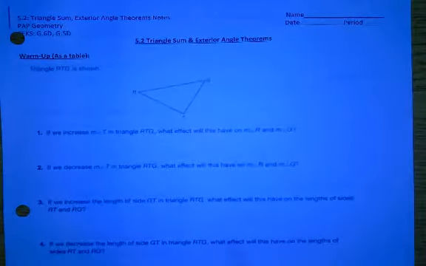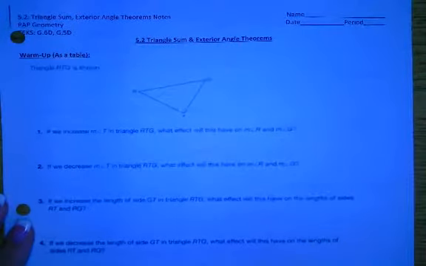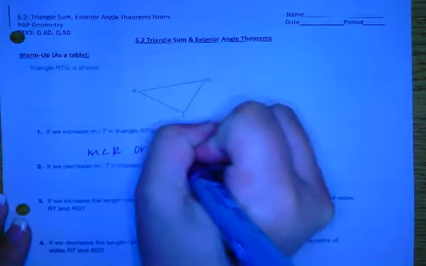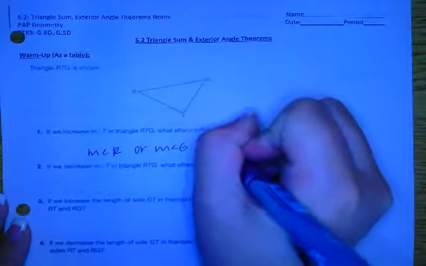Okay, you have triangle RTG. If we increase the measure of angle T, what will happen to R and G? They'll decrease. Why will they decrease? I heard 180 somewhere. Okay, if the sum of your interior angles is 180 degrees, if I increase one, then the other two have to decrease. So the measure of angle R or the measure of angle G, or maybe both, will decrease.